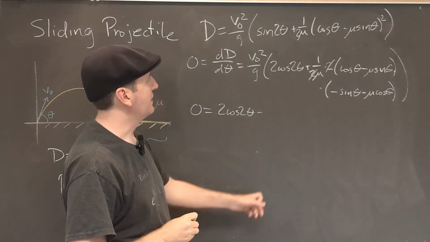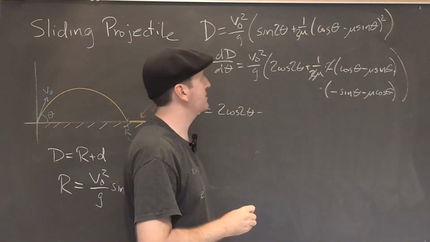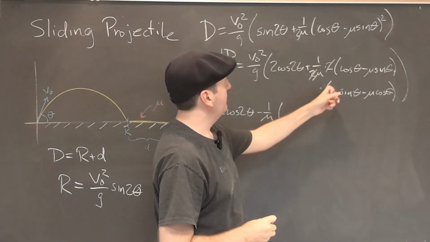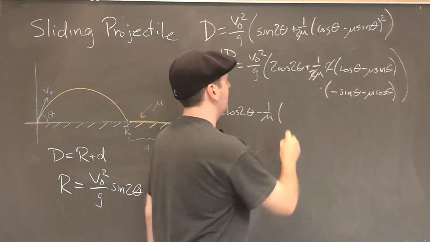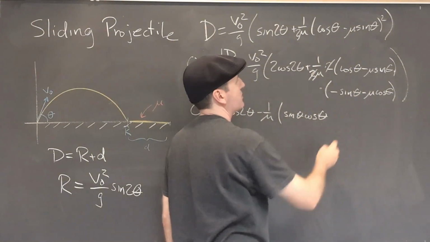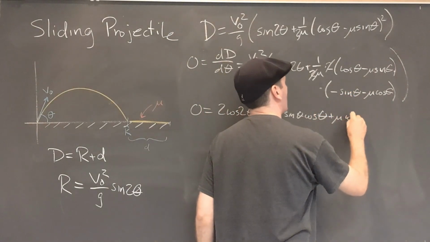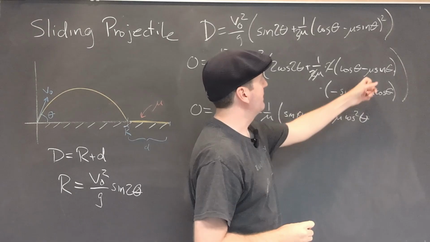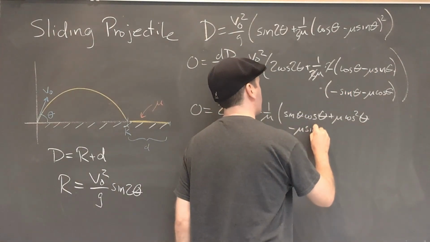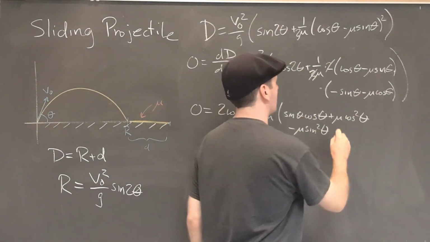And let's see what happens here. I've got a 1 over mu. I'm going to go ahead and factor out a minus sign from this last term. And then we have cosine times sine. We have a cosine times a mu cosine. Remember, that's positive now. We'll have a negative mu sine times a positive sine. And we'll have negative mu times a positive mu cosine.